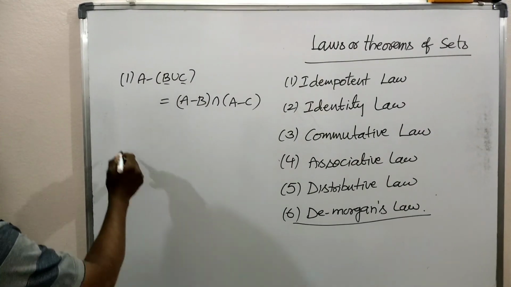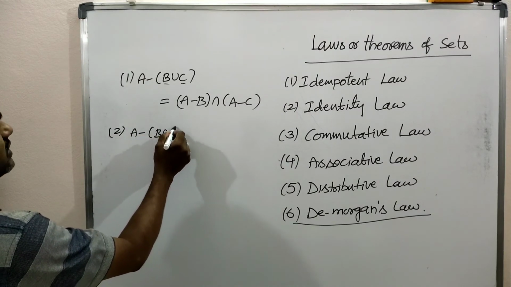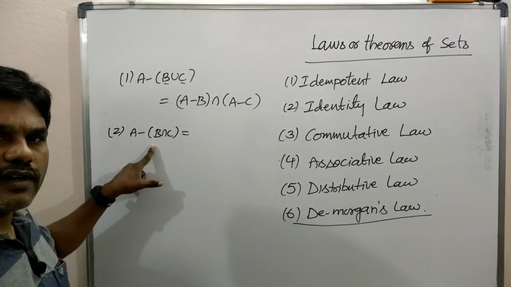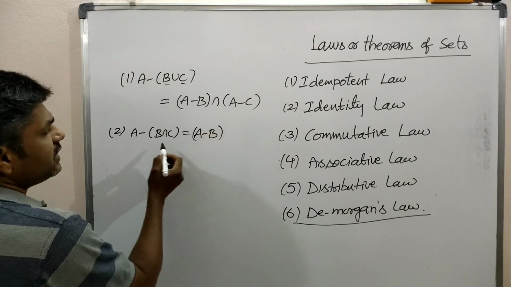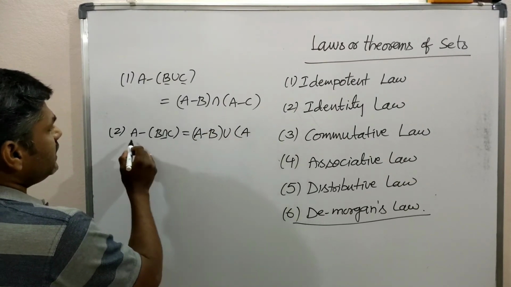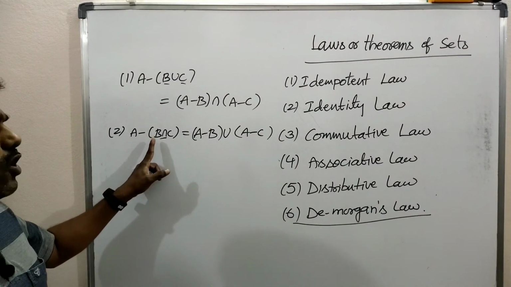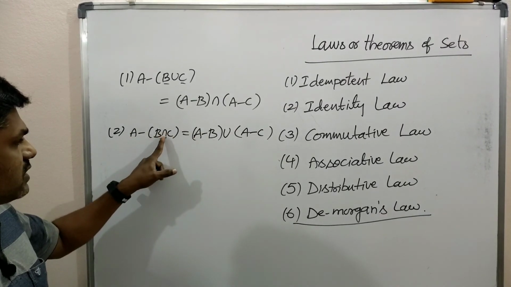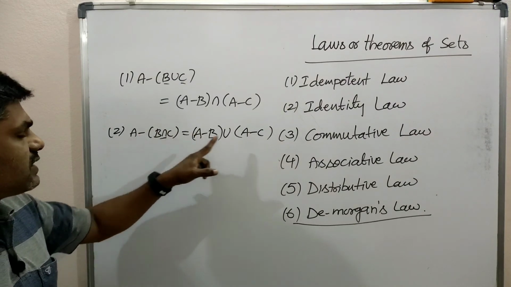Keep in your mind. And also the second one is A minus (B intersection C). Very simple. If you know this one, you can write this very easily. So A minus B, the intersection will become union, and A minus C. You are distributing this A to both B and C. Therefore (A minus B), this intersection will become union, and (A minus C).